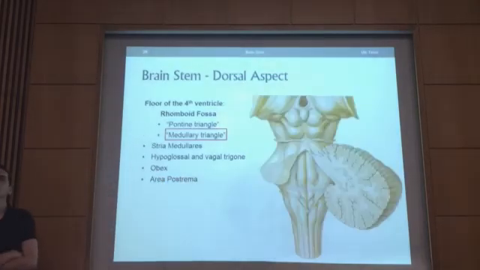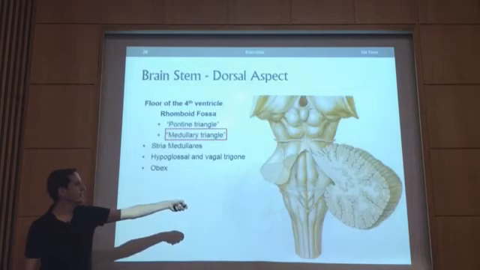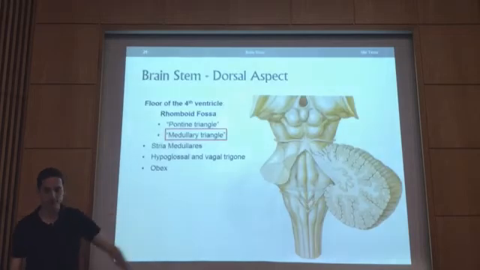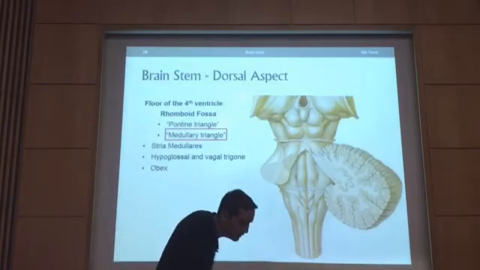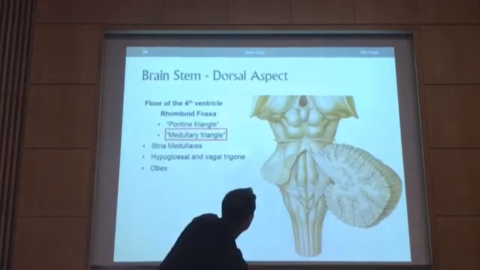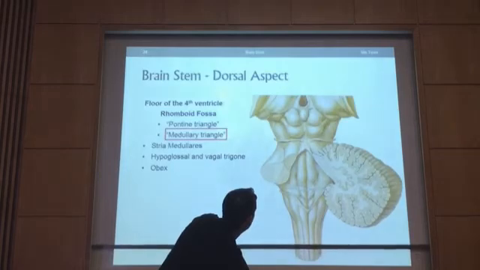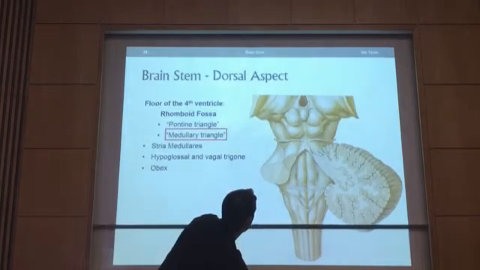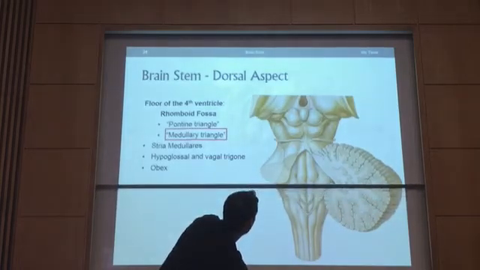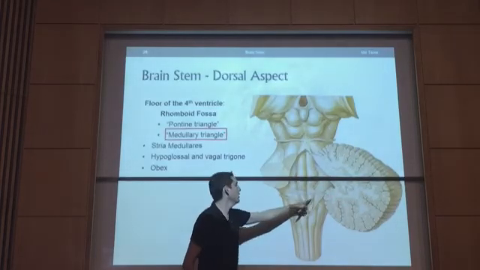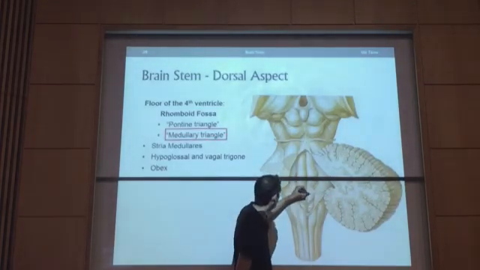Did you point out where the hypoglossal and vagal trigons are? This is the hypoglossal trigon, and this is the vagal trigon. But sometimes you see in some of the drawings that it looks different. So this is the hypoglossal trigon, and this is the vagal trigon, but sometimes it looks like one of them is superior and one of them is inferior.